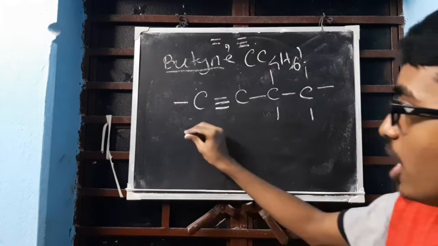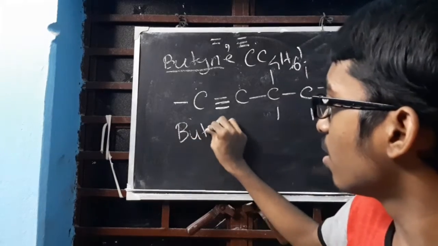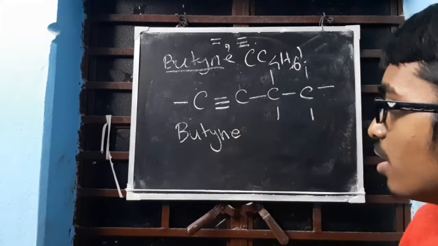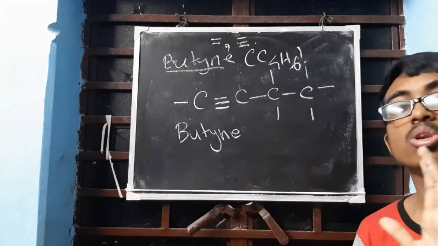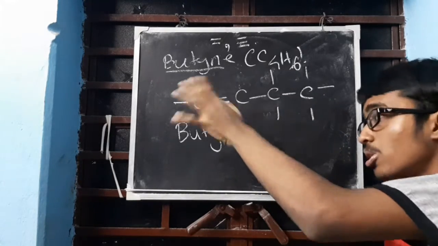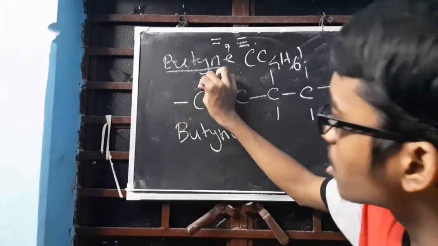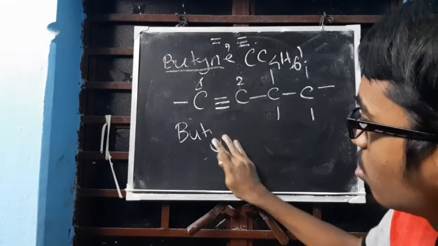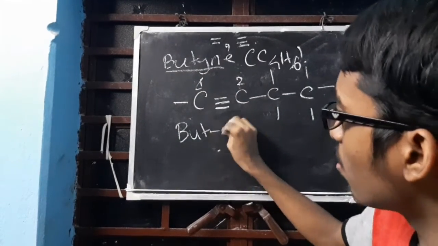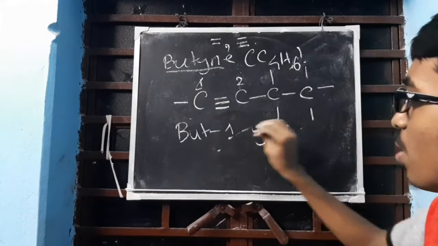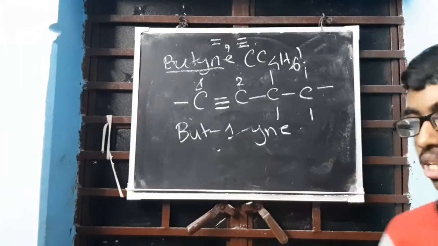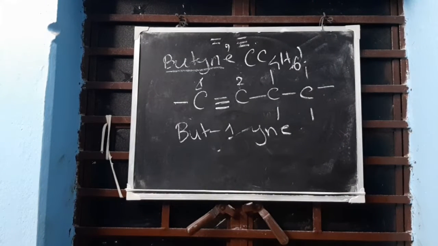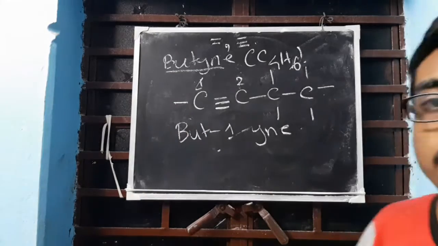Now, the name of this is butyne, and I have already written butyne. When you write IUPAC nomenclature, the word butyne will be accepted, but where is the placement of this triple bond? It is between the first carbon and second carbon. So it's actually but-1-yne, clear? But since we do not write the 1 in a specific way, it is considered as 1, so omitting the 1 also works, clear? So this is actually but-1-yne, clear?